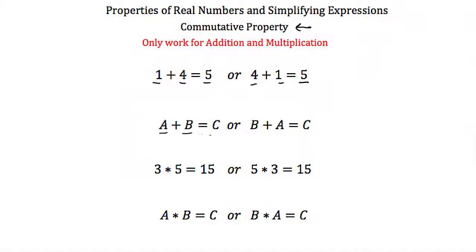So if I have a plus b, and that's equal to c, then I could also write this as b plus a, because I'm still going to get c. Same thing happens for multiplication. If I have a 3 and I multiply it by 5, I get 15. But if I have a 5 and I multiply it by 3, I'm still going to get 15. So again, it doesn't matter what order they appear with multiplication. So a times b is equal to c, or I could say b times a is also equal to c.